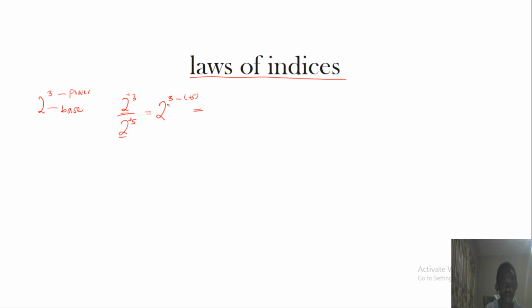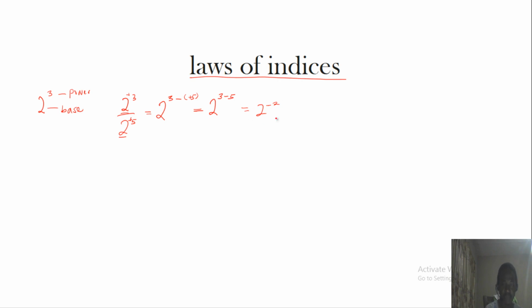Why is this minus coming up? Because it is division. Therefore, you have 2 raised to the power 3 minus, times plus 5, which will give you minus 5. That basically will give you 2 raised to the power minus 2. Usually, when we divide, we subtract the exponents of equal bases.